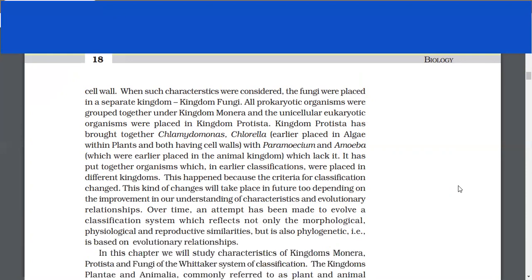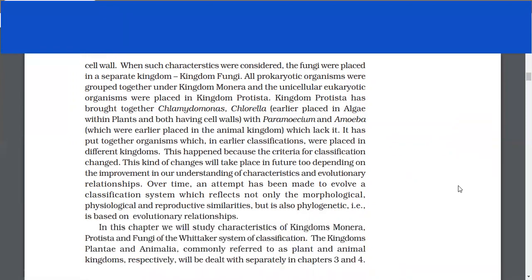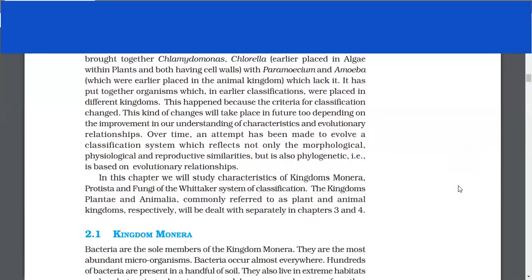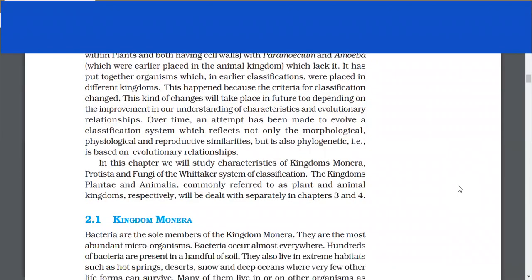Kingdom Protista has brought together Chlamydomonas, Chlorella, with Paramecium and Amoeba, which lack a cell wall. It has put together organisms which in earlier classifications were placed in different kingdoms. This happened because the criteria for classification changed. This kind of change will take place in future too, depending on the improvement in our understanding of characteristics and evolutionary relationships. Over time, an attempt has been made to evolve a classification system which reflects not only the morphological, physiological, and reproductive similarities, but is also phylogenetic. That is, it is based on evolutionary relationships.